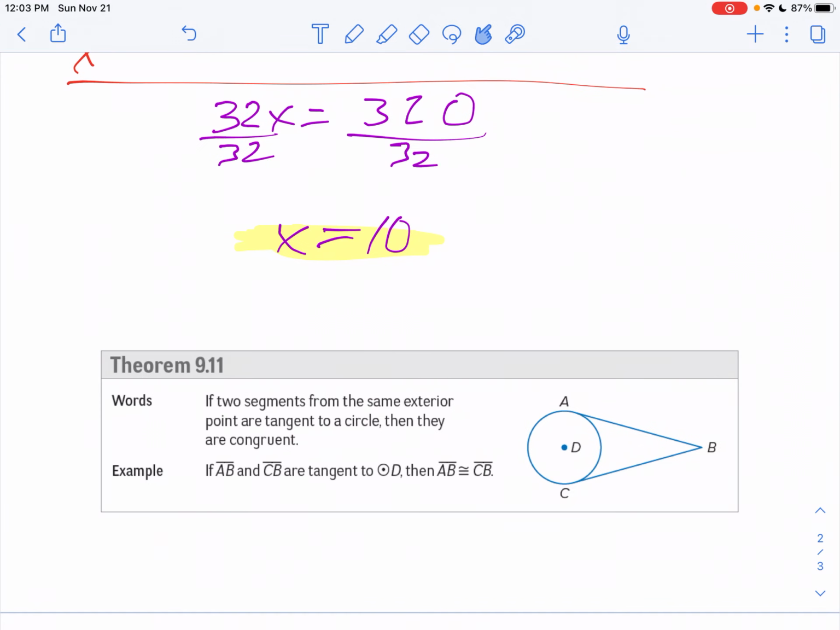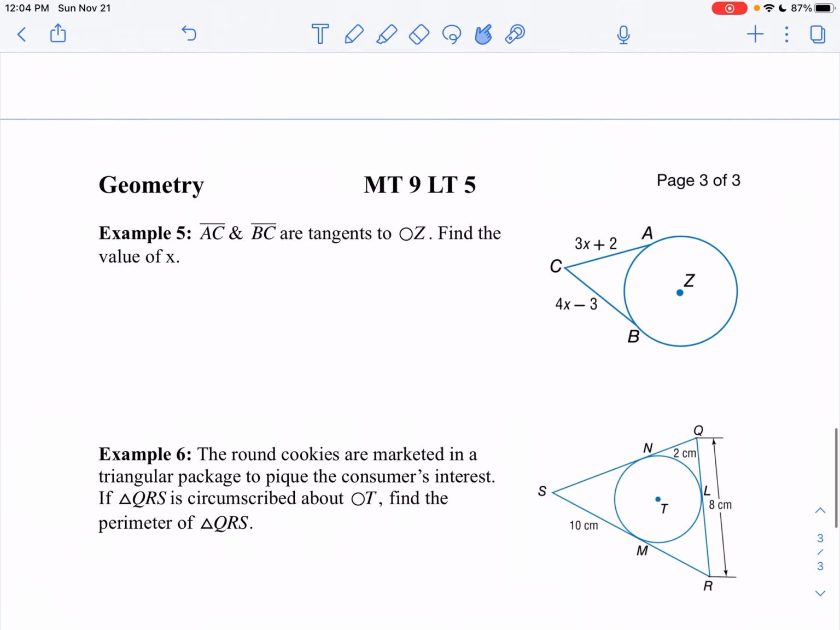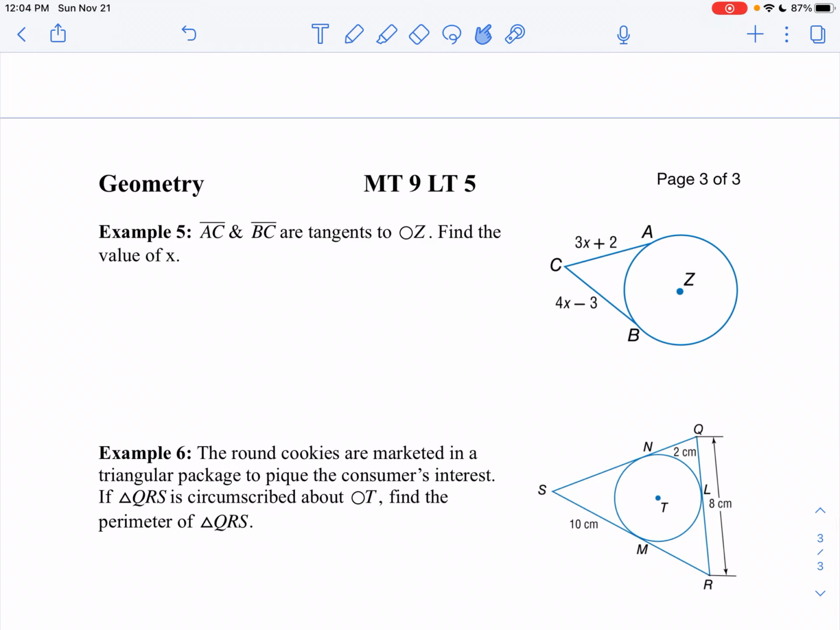Now, that's our theorem. Our theorem says if you have tangents drawn from the same point, those two segments are going to be congruent. We can prove this by drawing in the line segment connecting your center. And then what happens, you've got HL, because your radii are the same, your hypotenuses are the same, and you've got this right angle. So you've got HL, that makes the triangles congruent. We're going to apply that in example 5.